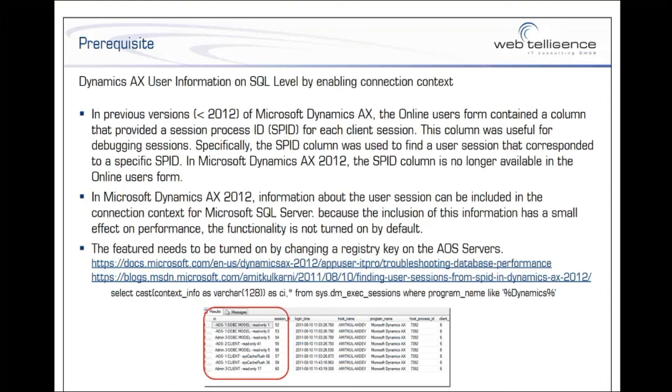We have one prerequisite, what we need in your AX environment to get deeper insight. It's called the connection context. Here are some links you can go to. It's just doing one thing: it's enabling on an application server the possibility that the SQL Server knows which user was running or starting a query on the SQL Server. This is just a setting in the registry. You enable this, and then we can leverage this information in the monitoring tool.